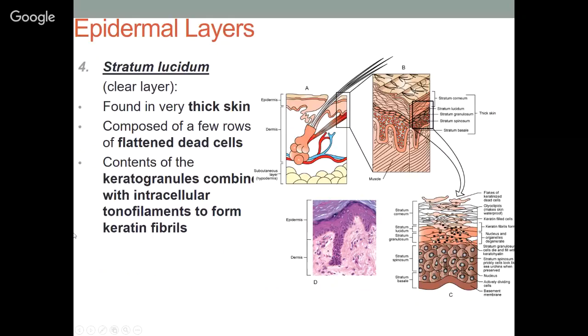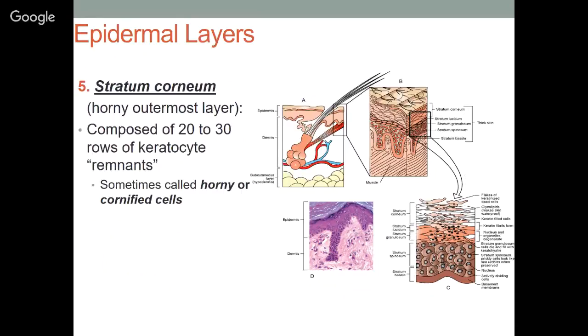In the stratum lucidum, which is the clear layer, this is found in very thick skin. It's composed of a few rows of flattened dead cells. The contents of the keratin granules are combined with intracellular tonofilaments to form keratin fibrils. So this is just one more layer of keratinocytes, kind of dead skin, that is found in between the granulosum and the very top layer of the epidermis, which is the stratum corneum.